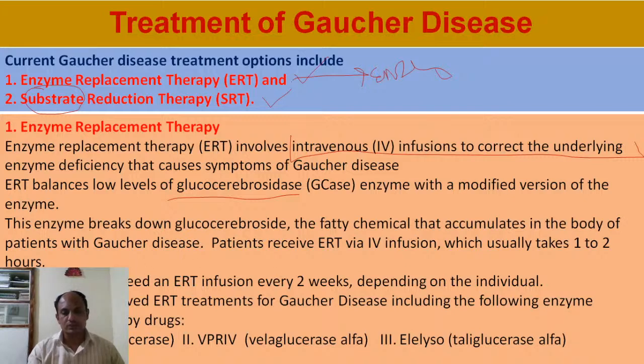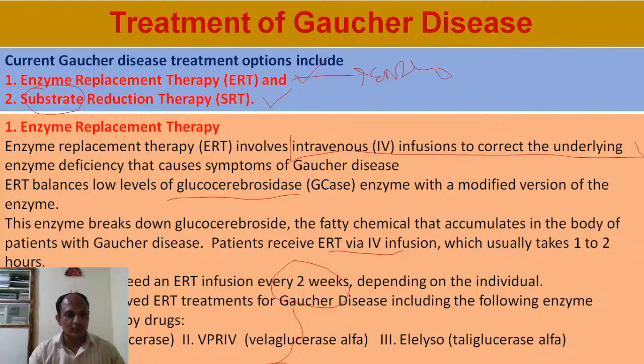Patients who receive this enzyme replacement therapy via intravenous infusion usually take 1 to 2 hours, and they need this infusion every 2 weeks here. So after every 2 weeks, it is very essential to give this intravenous infusion of glucocerebrosidase enzyme to patients suffering from Gaucher disease here.